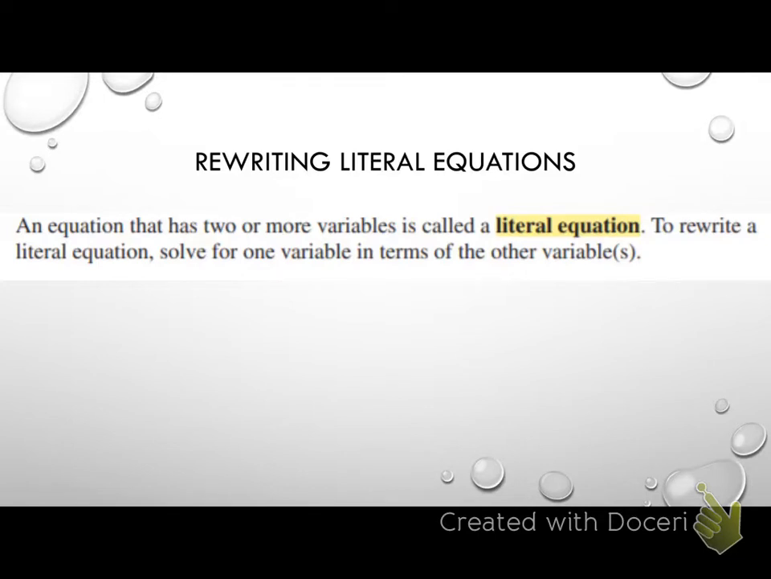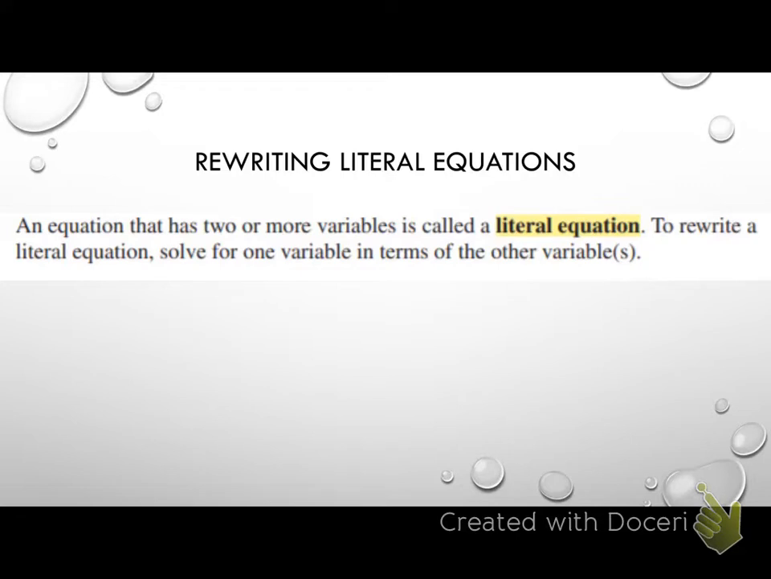To rewrite a literal equation, solve for one variable in terms of the other variable or variables. So it's going to give us an equation with two or more variables. It's going to ask us to solve for one of the variables. So my goal is to get that variable isolated by itself on one side of the equation. We're still using our inverse operations. It's just going to look a little different because we have more than one variable there. Does that make sense? Still the same processes though.